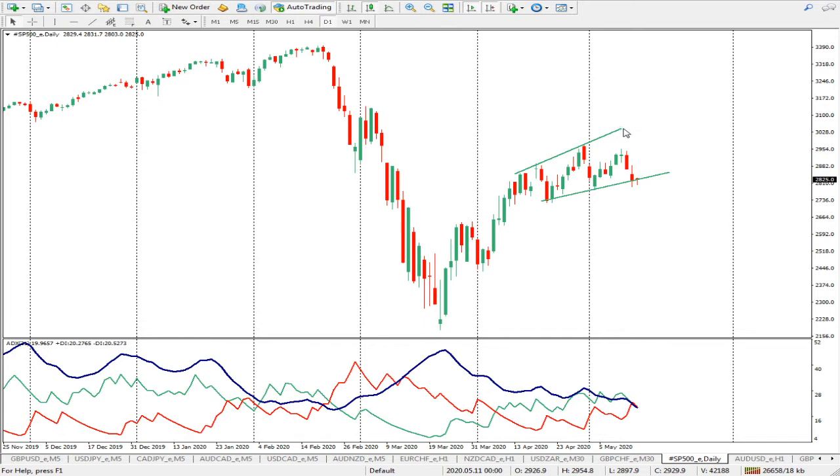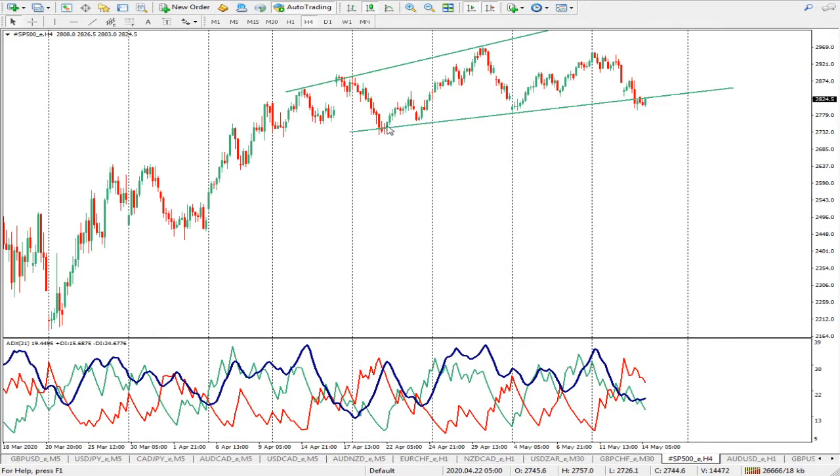This is a very good expanding wedge formation. So let's see it on the first chart. It's the same thing. We have our line.